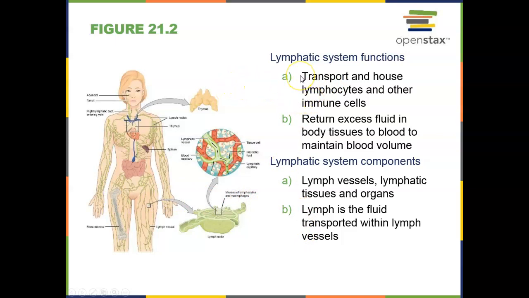The lymphatic system has two major functions. The first major function that we'll talk about is actually the second one on here: the return of fluid from the body tissues to the blood. The lymphatic system picks up about 15% of the fluid that is filtered out at the capillaries daily and isn't reabsorbed. That fluid goes into the lymphatic system and is checked for pathogens.